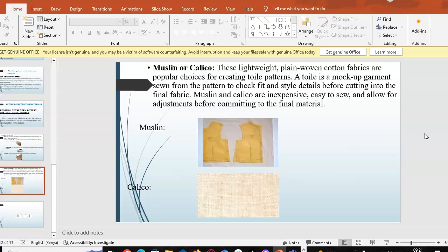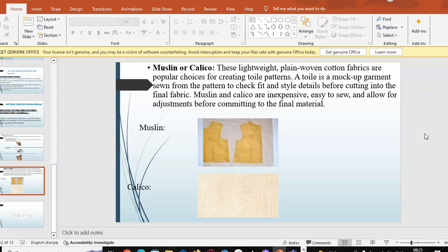Another category we have under our materials is the muslin, or what we call the calico. The muslin or the calico are lightweight, plain woven cotton fabrics and are popular choices for creating toile patterns. A toile is a mock-up garment sewn from a pattern to check fit and style details before cutting into the final fabric. The muslin and the calico are very inexpensive. They are also easy to sew and allow for adjustment before committing to the final material.